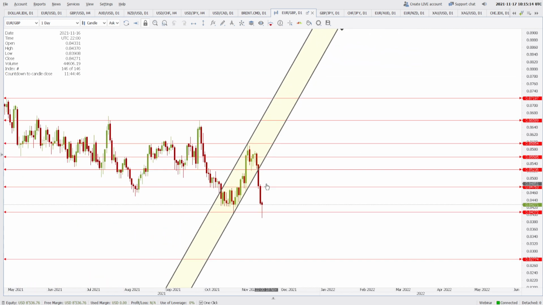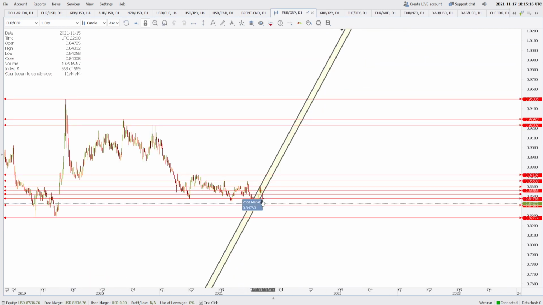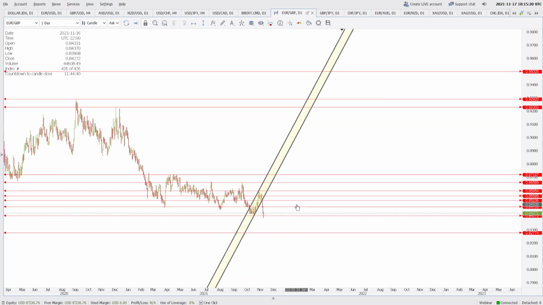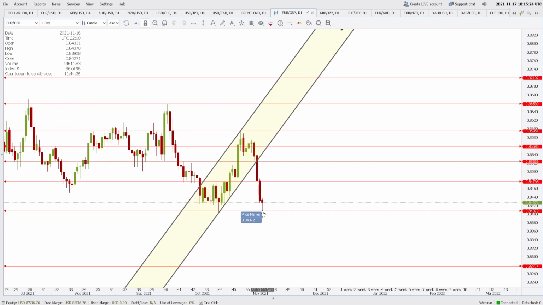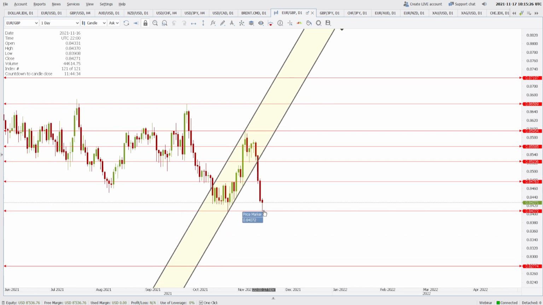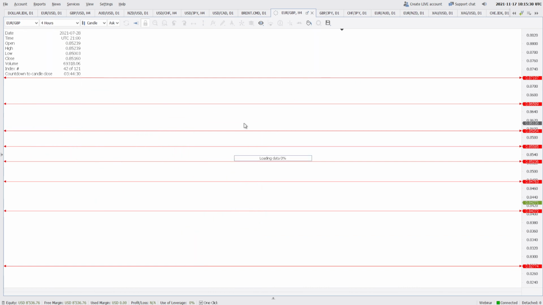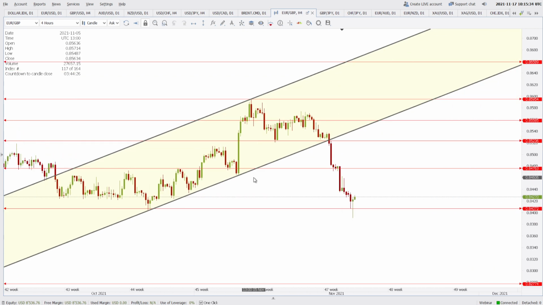EURGBP, nothing much to talk about. Actually, we have only two levels of support now, 0.8277 and 0.8407. 0.8407 seems to be holding, otherwise it would have broken today. But there are a lot of buyers, I think, on the 4-hour. Even there may be some double bottom or something. Some pattern might have emerged on the lower time frame.